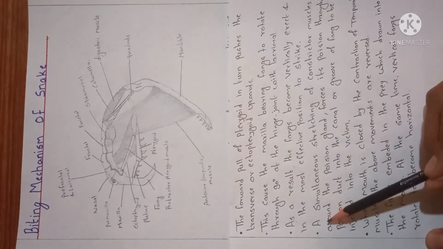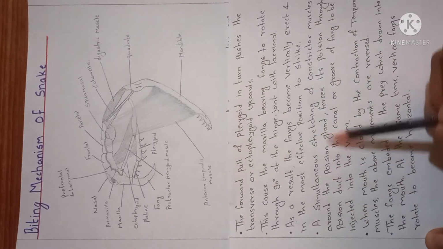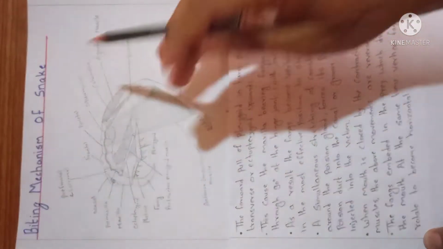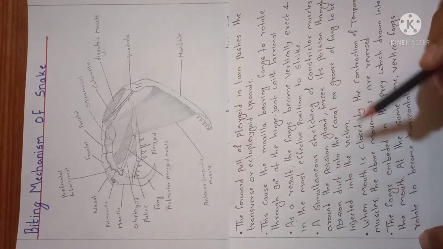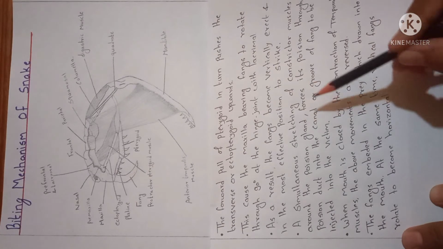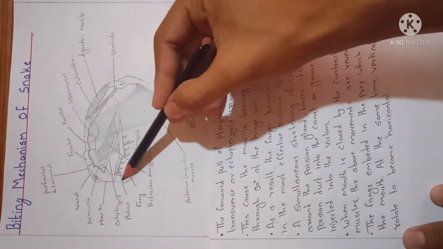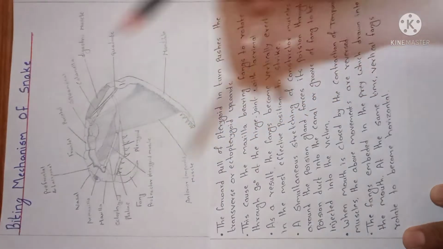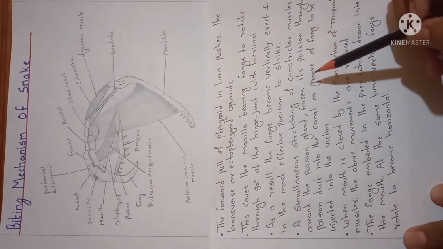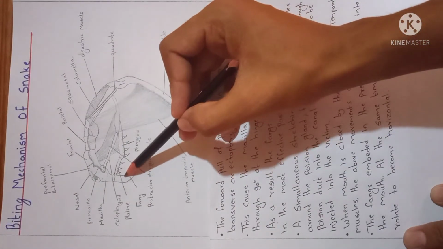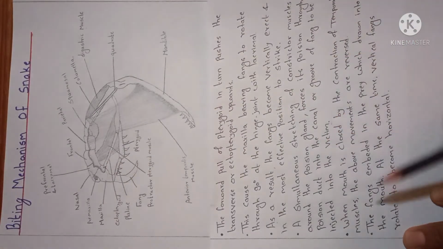This is the mechanism. A simultaneous stretching of constrictor muscles around the poison gland. When this movement occurs, the constrictor muscles around the poison gland are also simultaneously stretched. Forces the poison through the poison duct. Here we can see the poison duct into the canal of the groove of the fang. In the groove of the fang, the poison is injected, and it is injected into the victim.